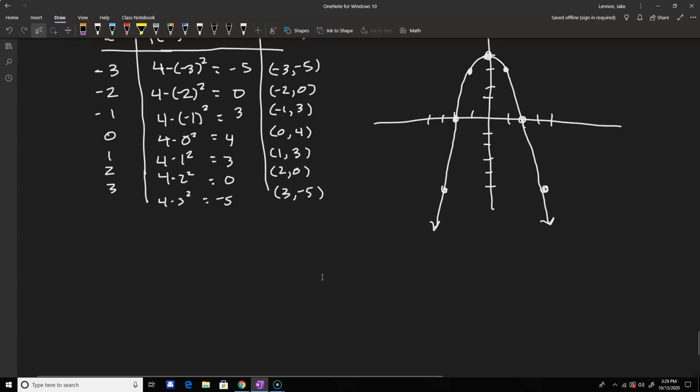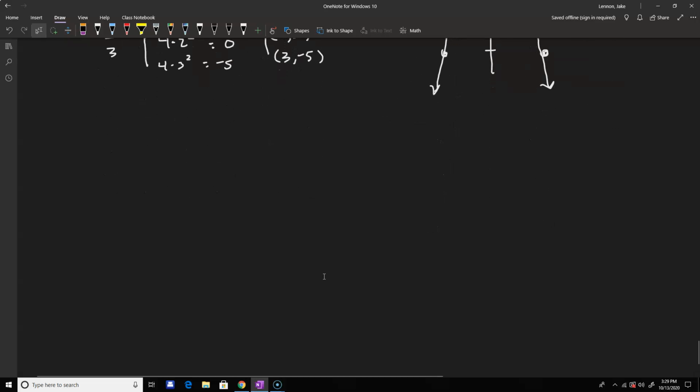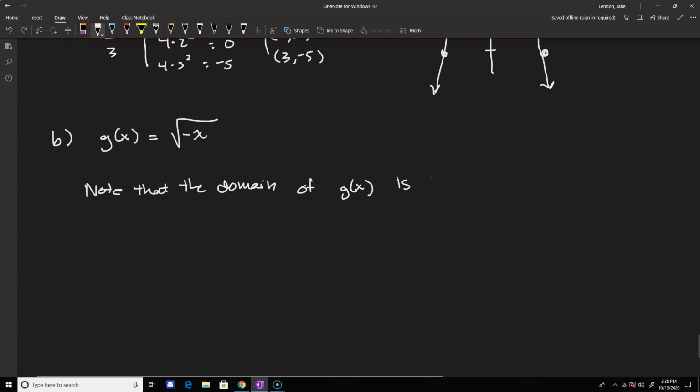Okay, let's go ahead and do one more graph. Let's try B. Let's say g of x is the square root of negative x. So notice the square root of x would only allow 0 and positive numbers. So if you have negative x, you can really only plug negative things into this. So notice the domain. So let's make that comment here. Note that the domain of g of x is negative infinity up to 0.